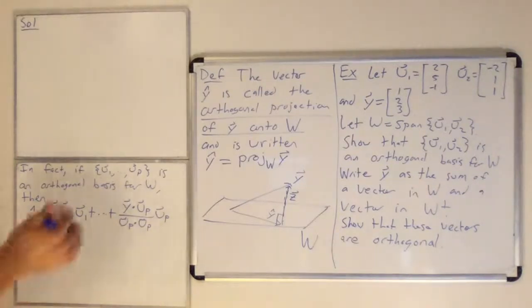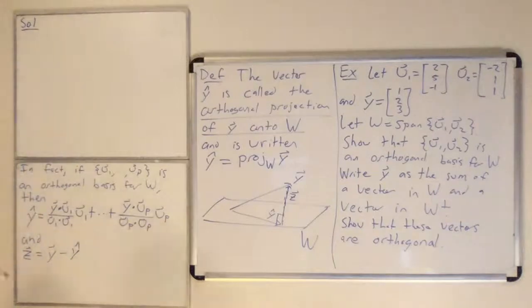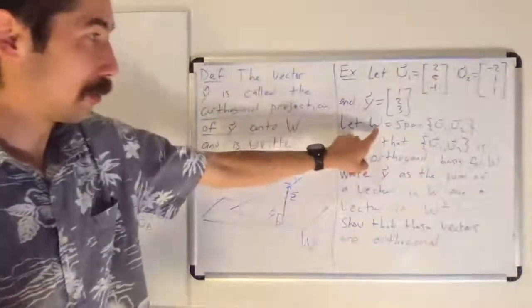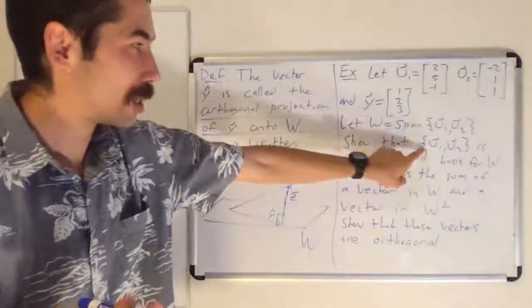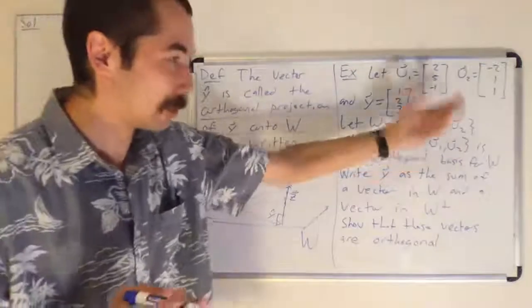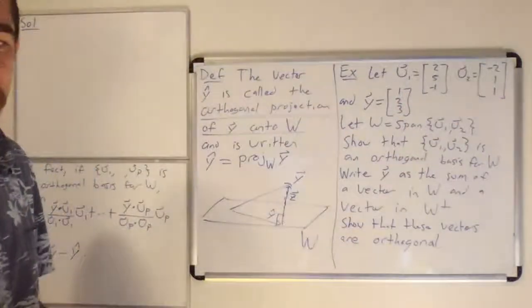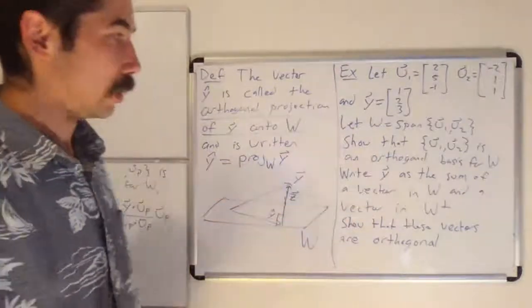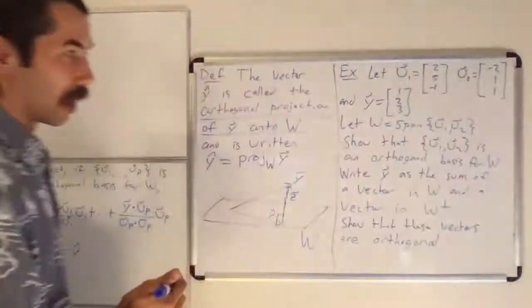All right, so how can we show that U1, U2 is an orthogonal basis? Yes, Taylor, exactly. We know that it spans W, right? Why do we know that it spans W? Well, W is the span of the two vectors, so by definition, it spans W. So what's left is just to show that they are orthogonal.